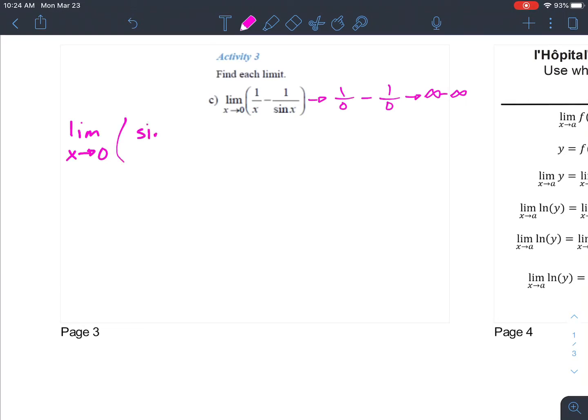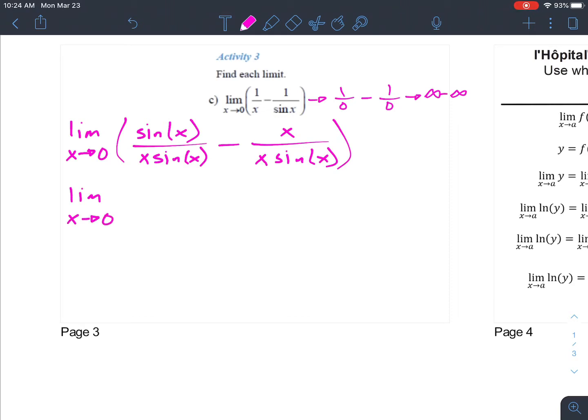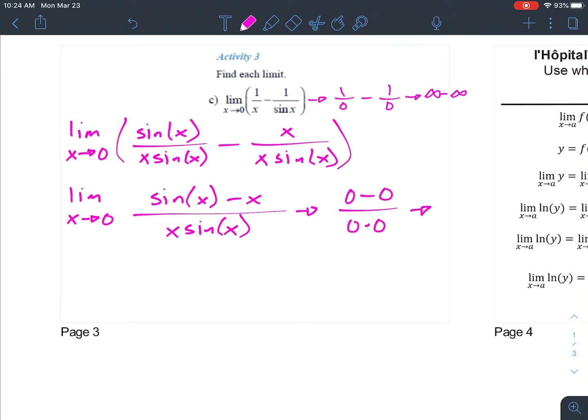Multiply the first one by sine of x. So the denominator is x sine of x. Second one gets multiplied by x. We're going to get x sine of x as well in the denominator. Then we should combine this into one fraction. And I'm going to put in 0 just to see what will happen. On the top we get 0 minus 0. On the bottom we are going to get 0 times 0. So that is still indeterminate, which means that we are now allowed to do L'Hopital's.